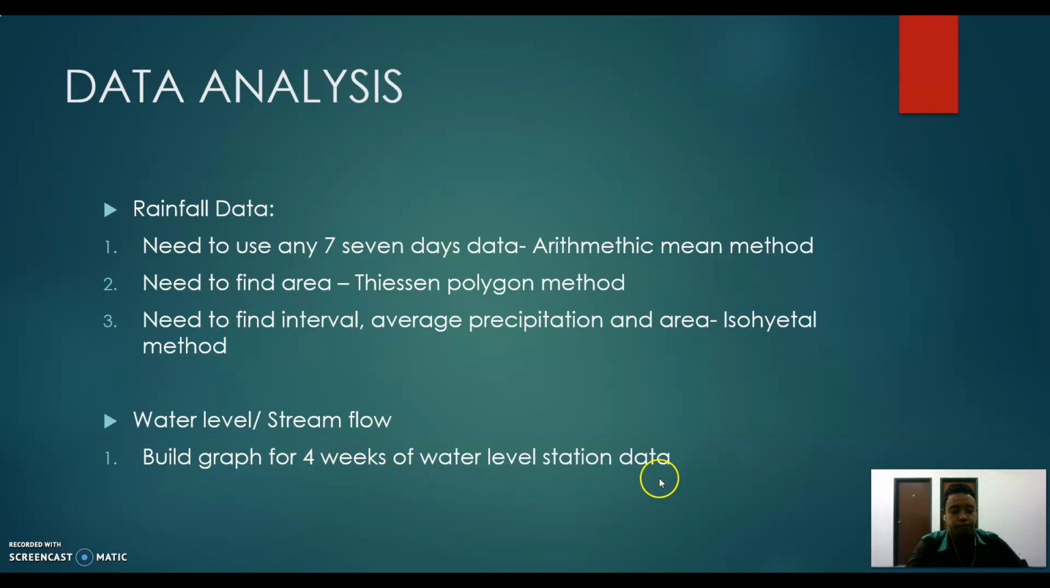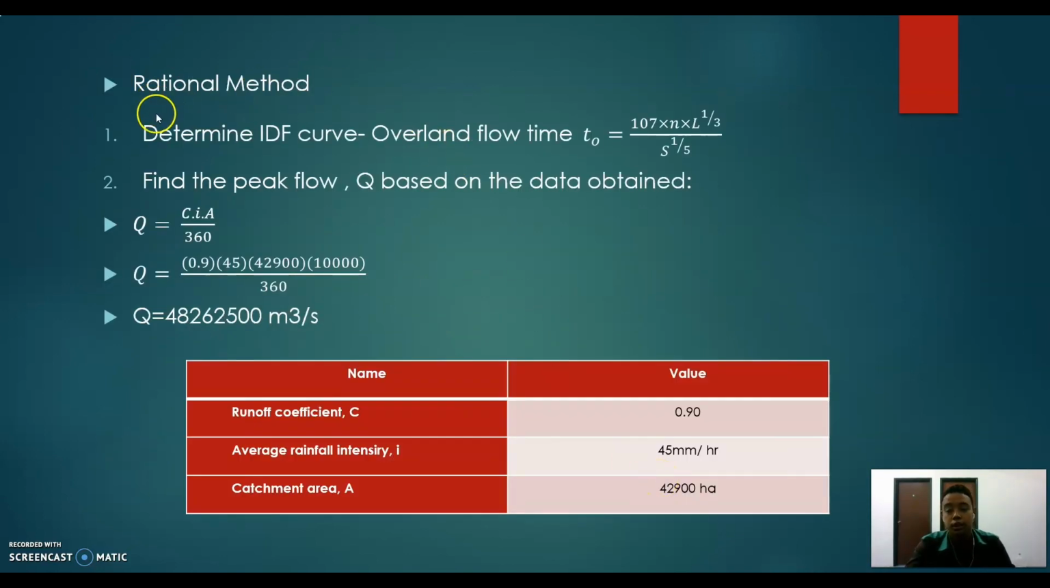Okay, for the rational method, first we need to determine the IDF curve, which is the overall time, and this is the formula. Second, we need to find the peak flow Q based on the data obtained. So the data obtained is here. We need to find the runoff coefficient, which is C, and average rainfall intensity, and catchment area. After we get these values, we just put them into the formula, and this is the value for the Q.